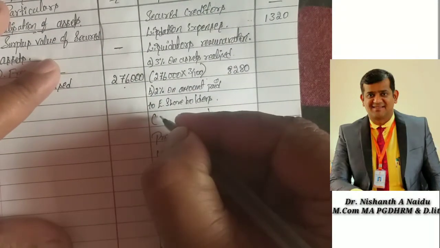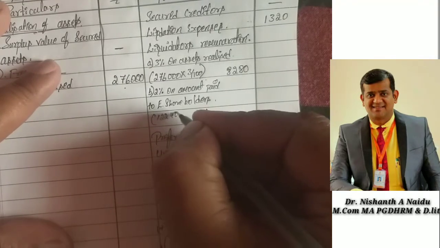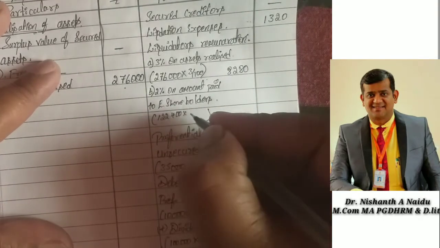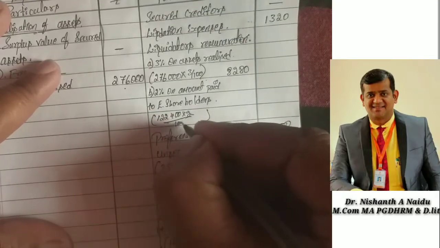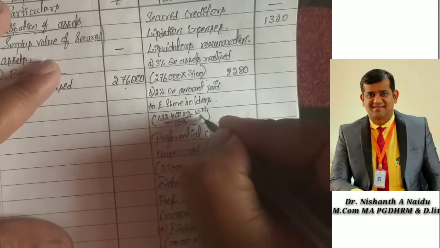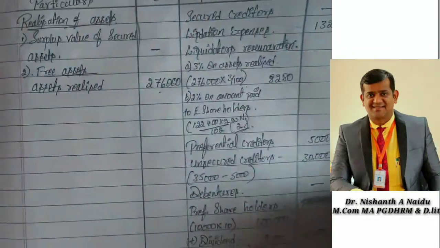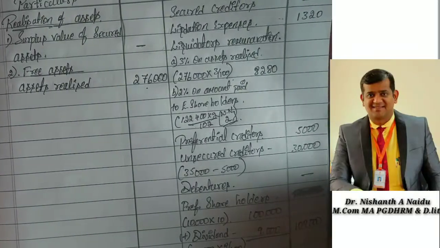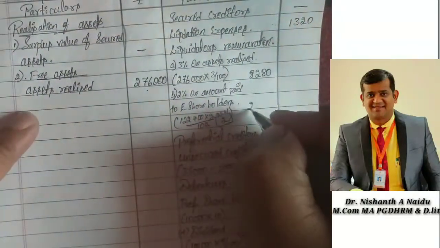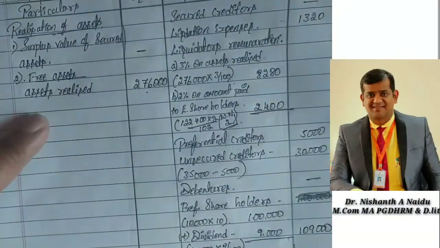So let me write the same calculation. 1,22,400 into 2 divided by 102. This is according to working note number 2. So how much have I got? 2,400 rupees. I am writing that also in the inner column. Now I am adding it and totaling it.